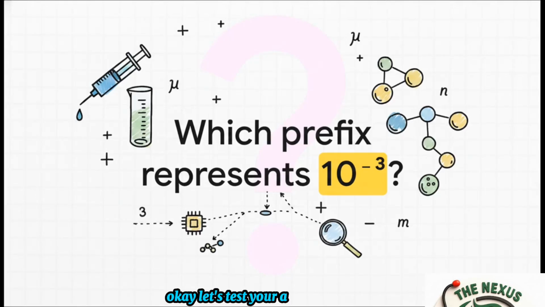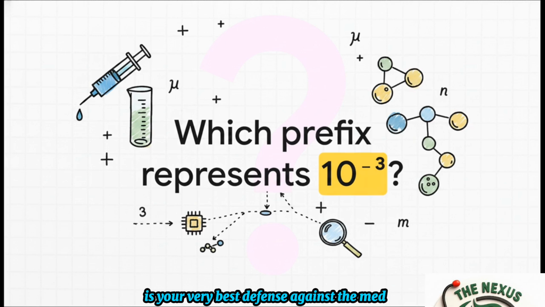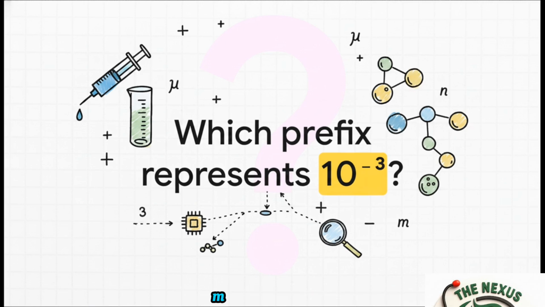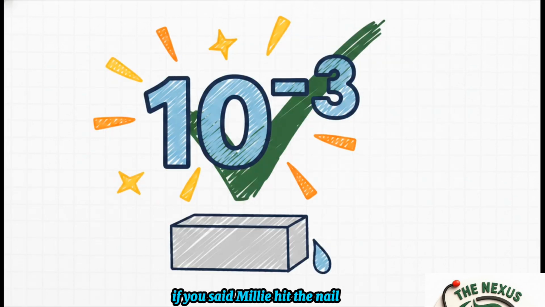Okay, let's test your active recall with a real multiple-choice scenario pulled straight from the source material. Knowing these prefixes by heart is your very best defense against medical error. So, quick check. Which prefix represents 10 to the negative 3? Is it micro, nano, milli, or pico? Take a second. If you said milli, you hit the nail on the head, you are absolutely correct.